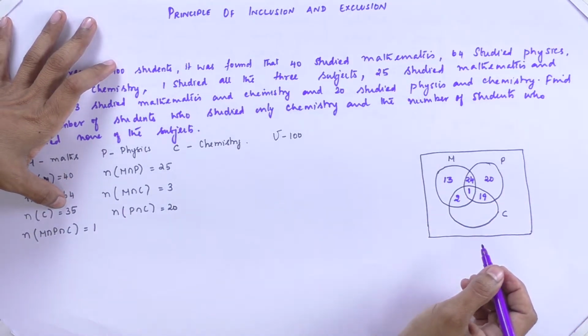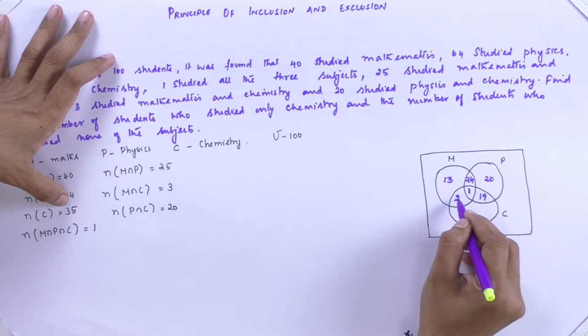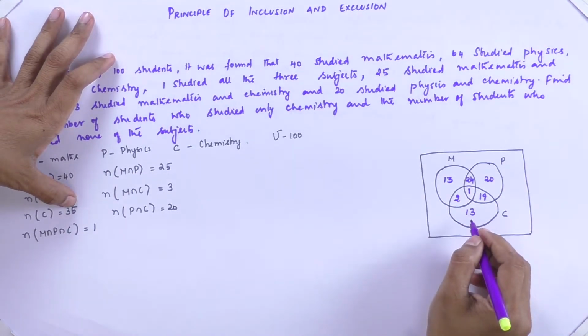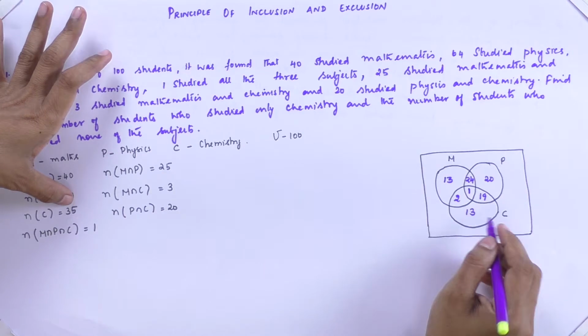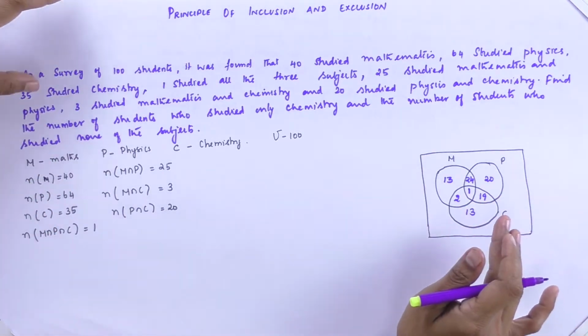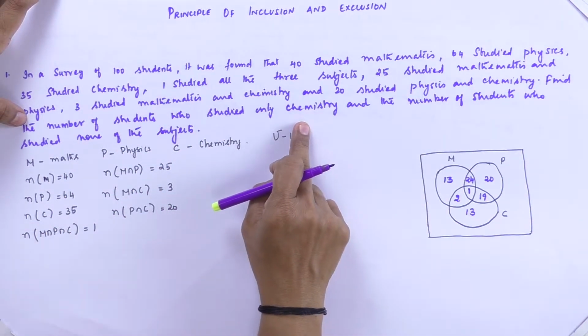And again, N of chemistry, the number of students who studied chemistry, is 35. So it is 20, 22. 22, and 35 minus 22, I get 13, right? So 22 plus 13 gives 35, fine. So this is what the Venn diagram says. Now, what is the question? I will have to read it. Find the number of students who studied only chemistry.